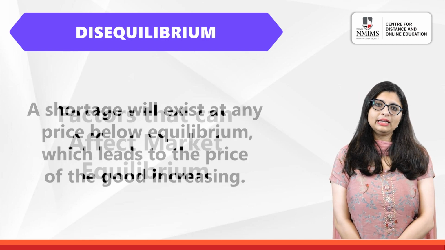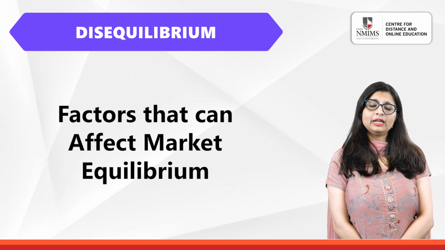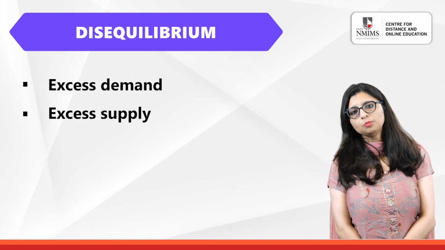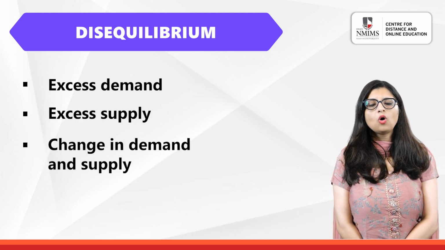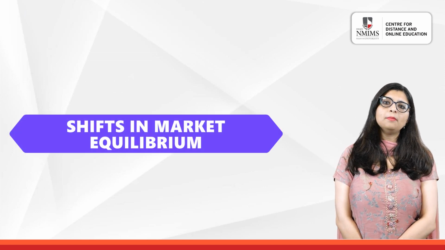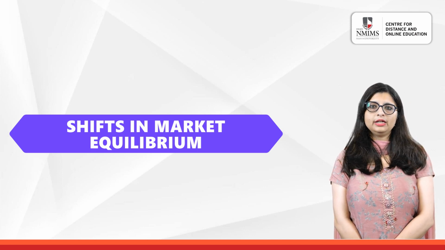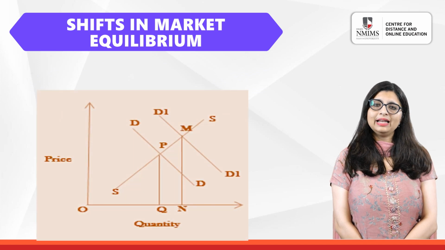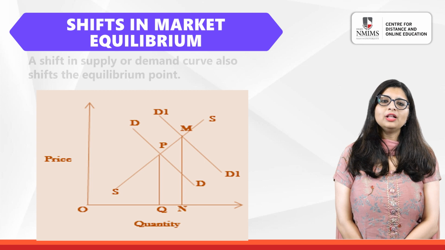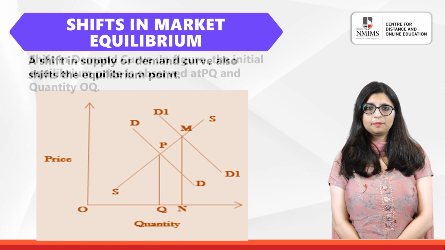There are various factors that can affect market equilibrium, such as excess demand, excess supply, changes in both demand and supply, or other competitive factors. We will see how a shift in the market equilibrium takes place. In this graphical representation, you would see that price and demand are plotted, wherein you will see a shift in the supply curve or demand curve also shifts the equilibrium point.